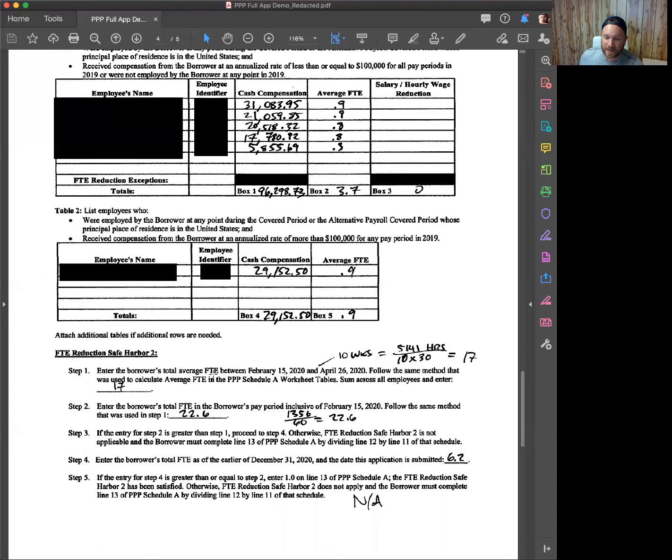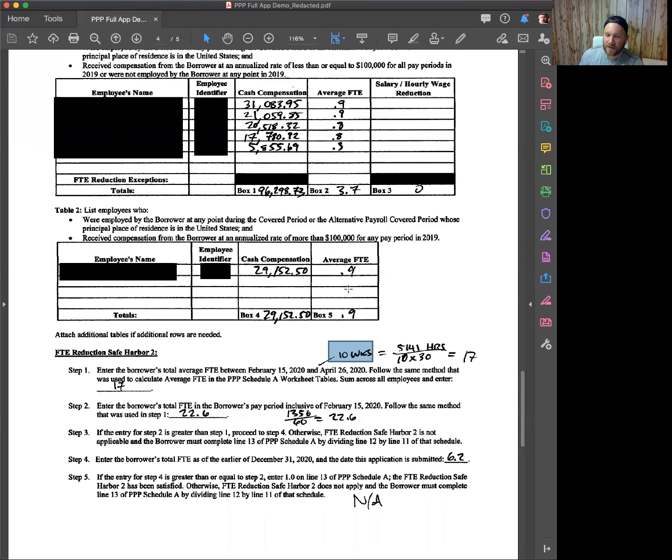Enter the borrower's total FTE from February 15th of this year to April 26th of this year. That is a 10-week period as I calculate it. Follow the same method that was used to calculate your average FTEs in your Schedule A worksheet tables. So they're reminding you to do this on the same basis that you used for calculating these FTEs. Sum it across all employees and enter what it is. In this case, I had 5141 hours for all the people in question. It was a 10-week period, so 10 times 30 hours is the denominator, which gave me a 17 FTE equivalent for that period of time.